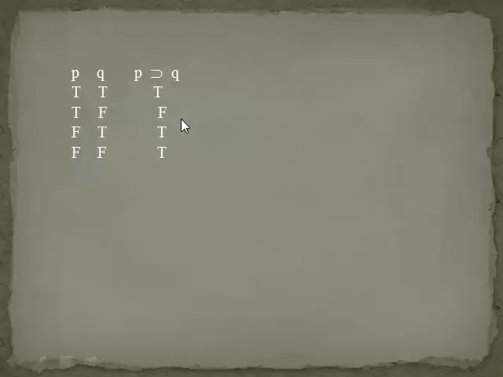This is what that truth table is going to look like. If both are true, it's true. It's false only if the antecedent is true when the consequent is false, and it's true even if the antecedent is false. And just consider a sentence like, if I'm 10 feet tall, I can touch the ceiling. I'm not 10 feet tall, that's false. I can't touch the ceiling, that's false. But it is true that if I'm 10 feet tall, I can touch the ceiling.